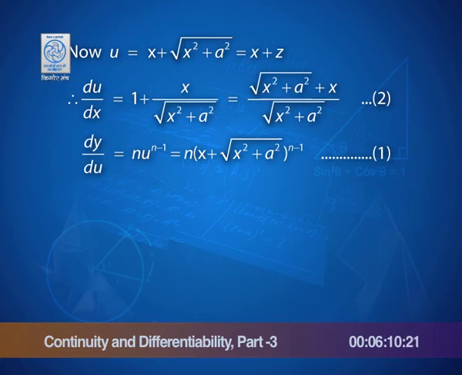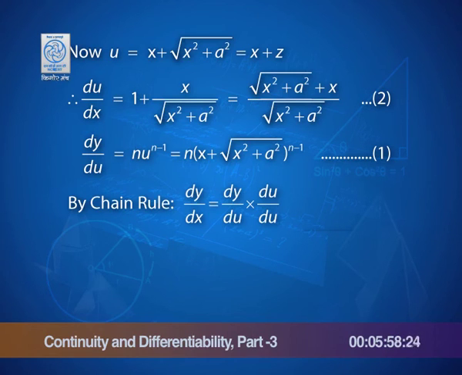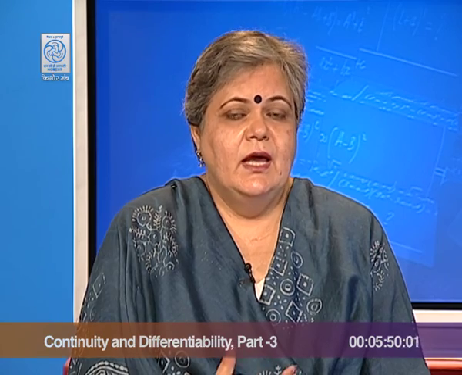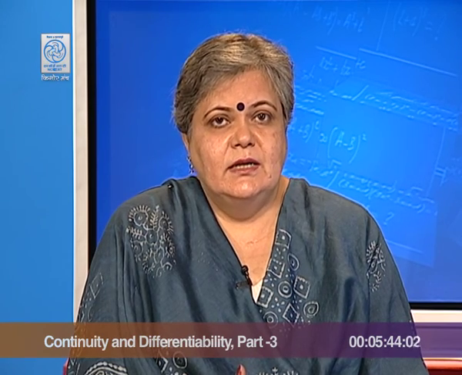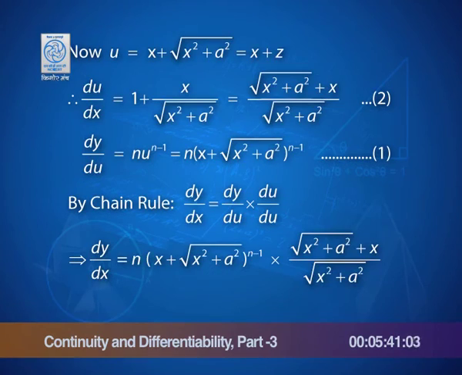We go back to finding what dy by dx was. So, I already have dy by du and now I have du by dx. Using the chain rule, I have dy by dx written as the product of these two expressions. Notice that the two expressions which are being multiplied have something common. So, if you use the rule that if the base is same, powers get added, the expression does simplify to be nothing but n y by root x square plus a square, because y was x plus root of x square plus a square whole to the power n.